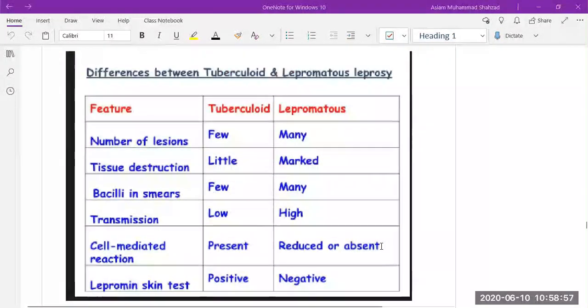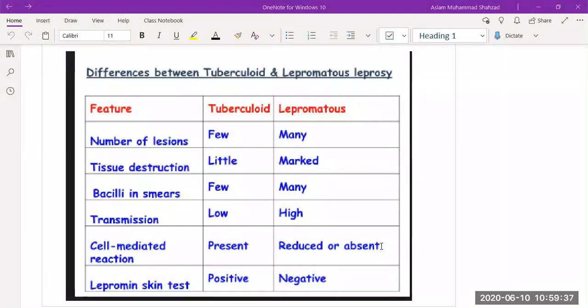This is a table to differentiate tuberculoid and lepromatous leprosy. In tuberculoid, the number of lesions is less as compared to lepromatous. The tissue destruction in tuberculoid will be very little, and the transmission is low. Overall, tuberculoid leprosy is not as severe as lepromatous leprosy, which has a high number of lesions. Tissue destruction will be high, there will be bacilli present in the smears, and transmission is also high.